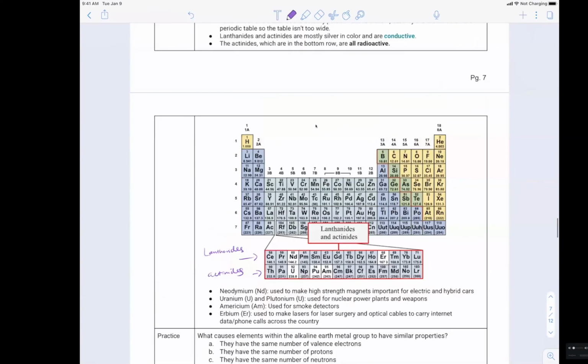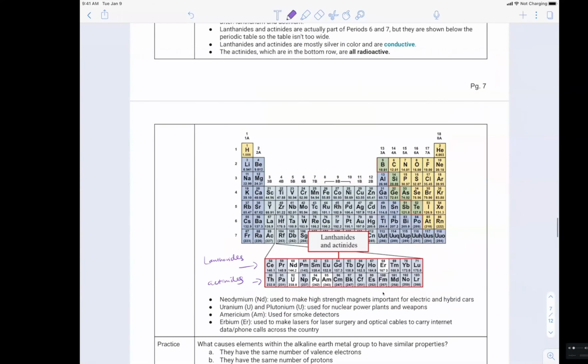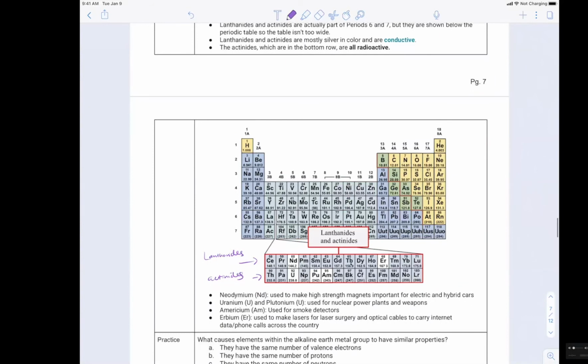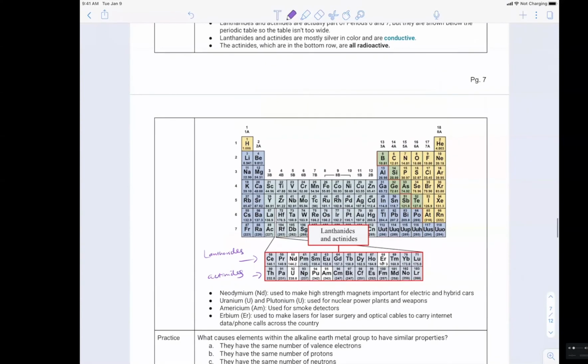If you really want to know, your actinides are your radioactive elements. So they're, for example, uranium and plutonium. Those are used for nuclear power plants. And then lanthanides are conductive elements. And a lot of times they're used for high technology. So for example, Nd is used to make magnets for electric and hybrid cars, or Er is used for lasers, for laser surgery and optical cables. But again, don't worry too much about these.